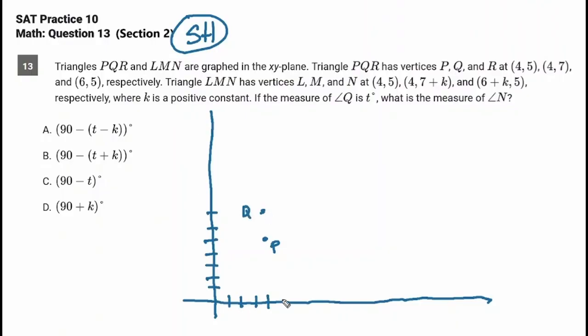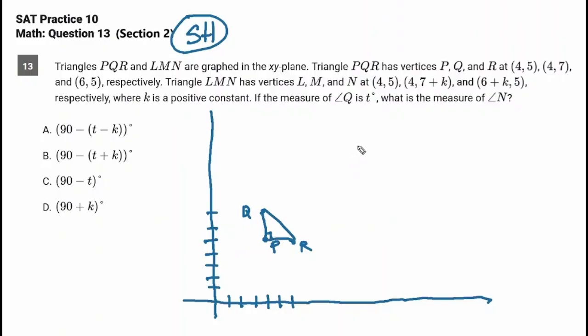So we're going to go over 2, 5, 6, and it's on the same line here that P is on. So this is R. So let's draw our triangle. And let's note, do we have any kind of triangle that's notable here? We do. This is a right angle.